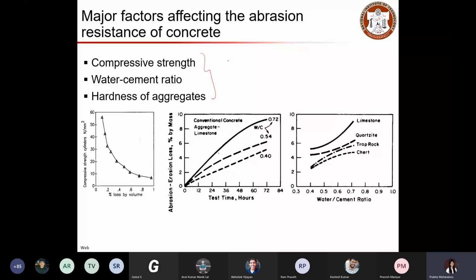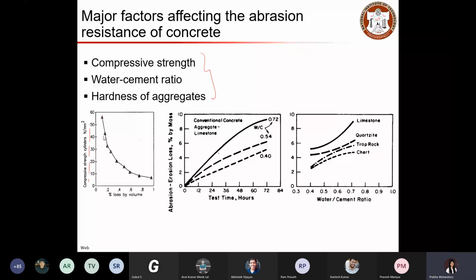You can see here, this graph indicates as you have higher compressive strength, the reduction in volume is less. So the percentage of loss is less. You will have less percentage of loss when you have higher compressive strength. As the compressive strength reduces, your material is not that strong to withstand the abrasion or friction, so that may experience huge surface loss. So the percentage of loss will increase when you have less compressive strength.